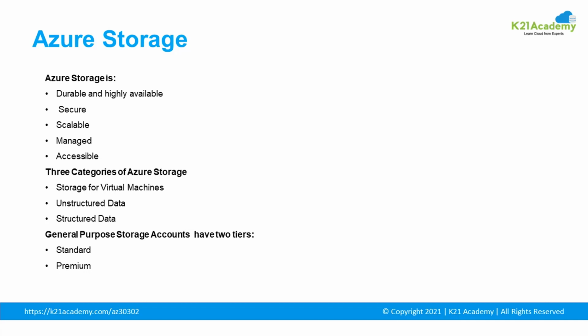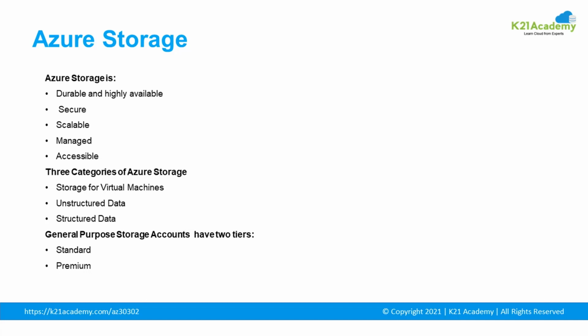Then structured data, this includes tables, Cosmos DB, and Azure SQL DB. Tables are a key value, auto-scaling, NoSQL store. Cosmos DB is a globally distributed database service, and Azure SQL DB is a fully managed database as a service built on SQL. General purpose storage accounts have two tiers.